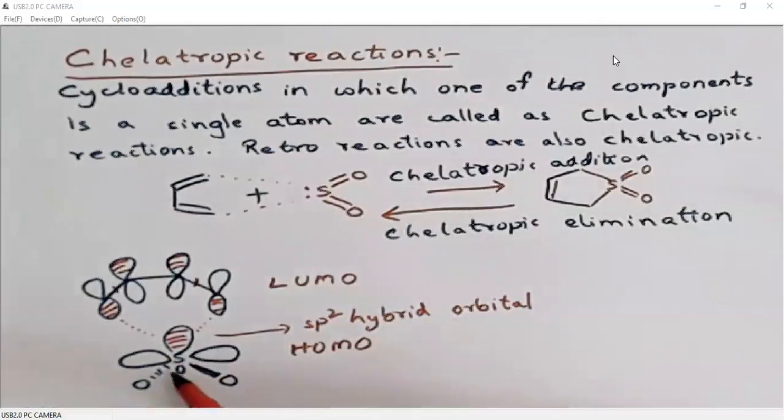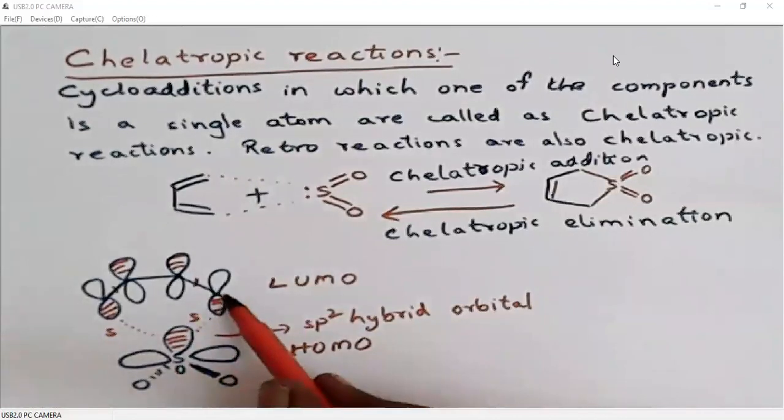Since it is a single atom system, it will form bonding with both the orbitals. Yeah, it is suprafacial. Again, it is a suprafacial bonding interaction. So bond formation is possible. So there is no problem. We can also explain this using the HOMO of diene and, in this case, the LUMO, the p orbital.